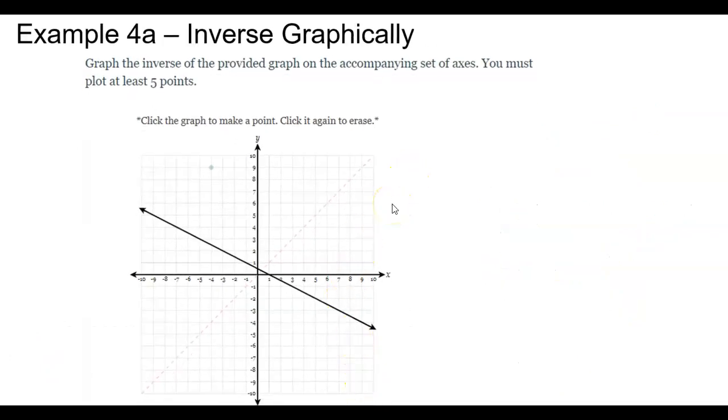So the next thing we are going to work on is graphing the inverse. So we've done it algebraically, but we haven't done it graphically. So it wants us to pick 5 points. So I'm going to go ahead and pick 5 points. To me, it's easiest to then mark them over here.